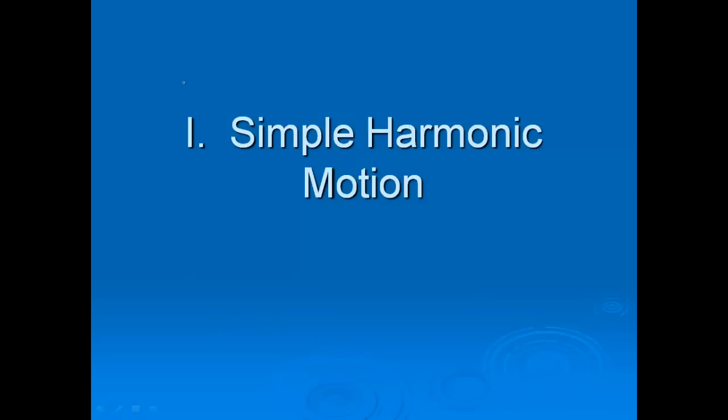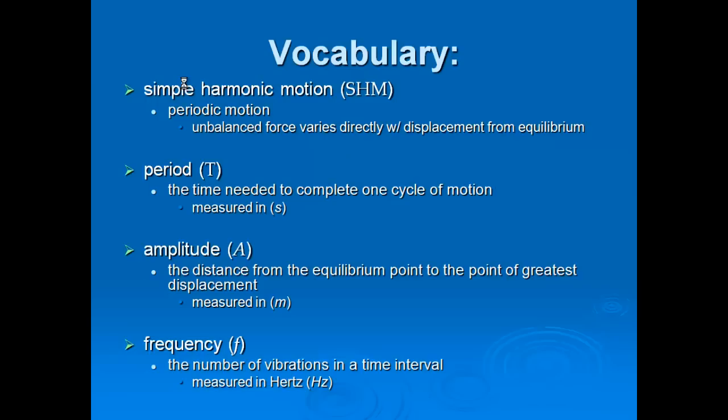So we're going to start with simple harmonic motion. And here is some vocabulary, and this will also be up on the board. So we've got simple harmonic motion, which is just periodic. If you think about a spring going back and forth, depending on where it is, it's going to have different unbalanced forces, and we'll talk about that more specifically as we go through.